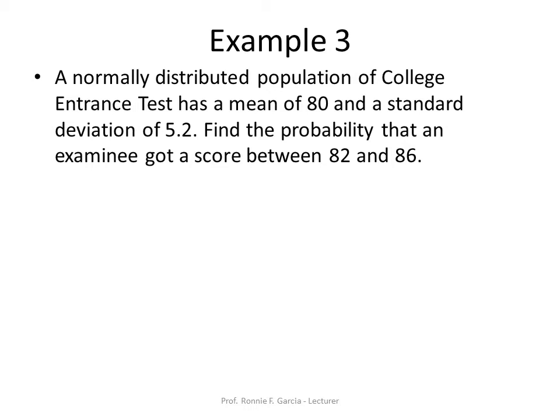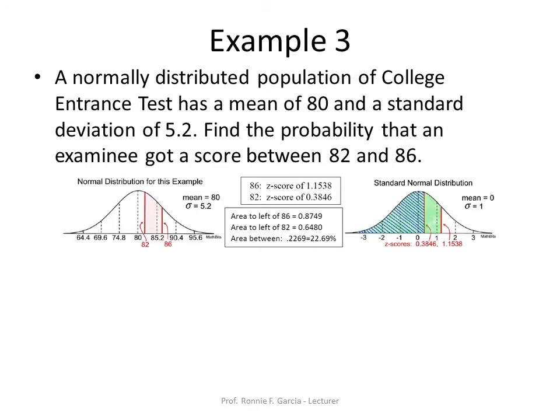So again, this is not standardized. The first thing to do is to convert our values 82 and 86 into z-scores. So here are the computations using the formula. The z-score for 86 is 1.1538. That is 1.15 to the nearest hundredths. The z-score of 82 is 0.3846. That is rounded off to the nearest hundredths, 0.38. So we will just look at the diagram on the right because that is already the standard normal distribution, whereas the one on the left is not the standardized form, but they are of the same form.